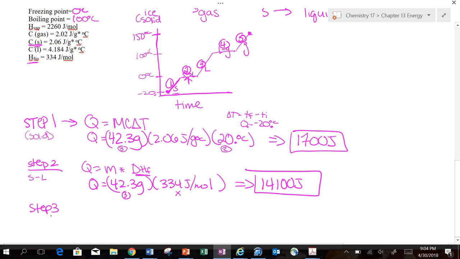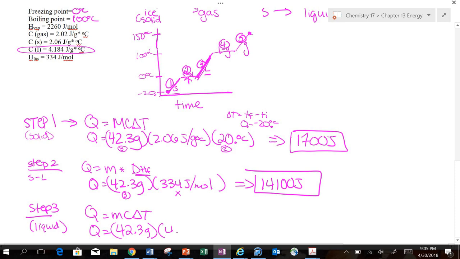All right, step 3 now. We did 1, we did 2. In step 3, we see a change in temperature, and we're talking about a liquid. Change in temperature automatically means Q equals MCΔT. We don't know our Q. Our mass has yet to change, so 42.3 grams. For our C, we're talking about liquid form, so we find our C for a liquid: 4.184, the one we've been using quite a bit.